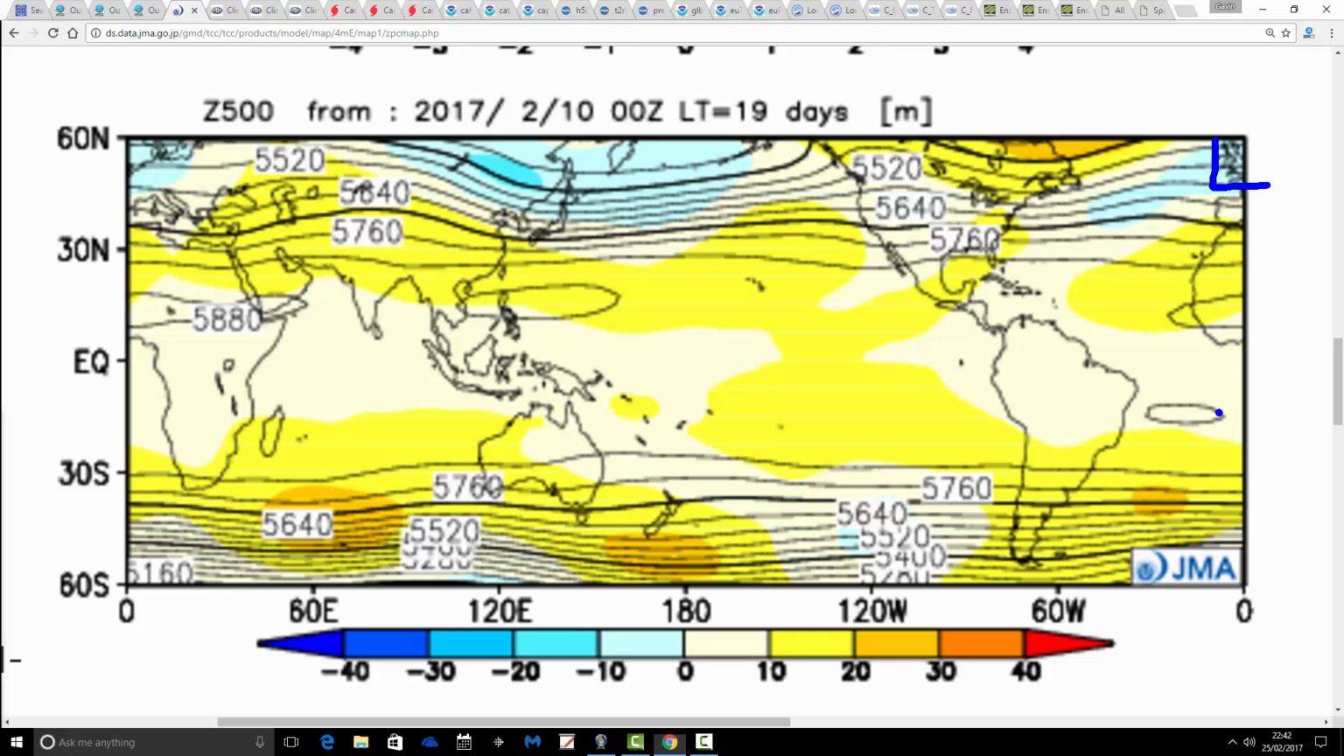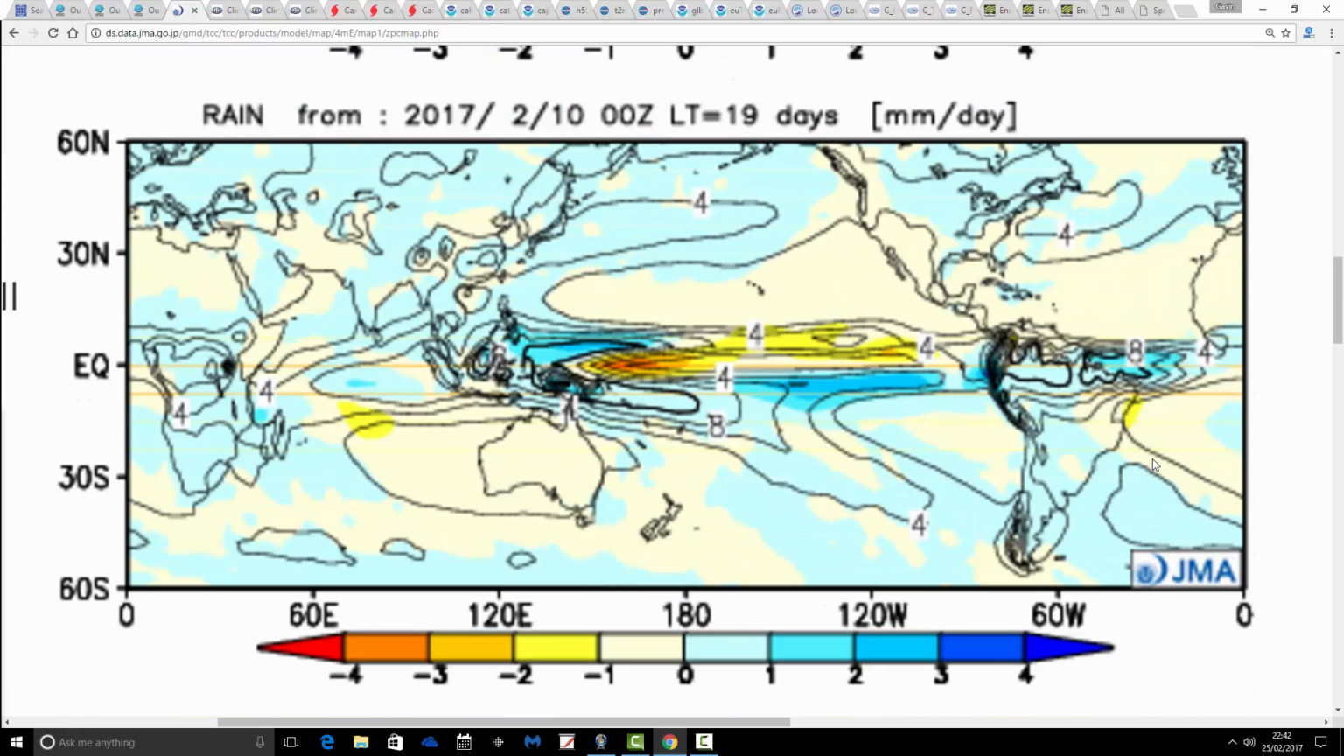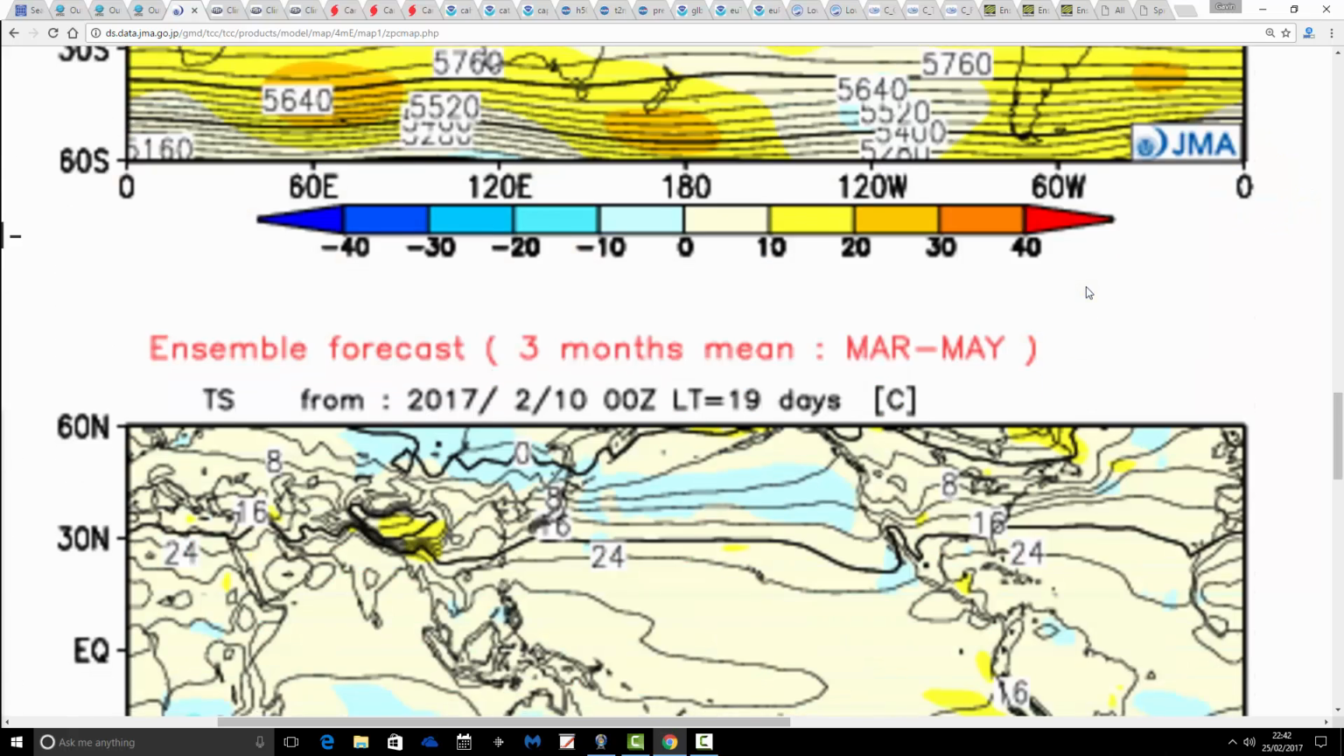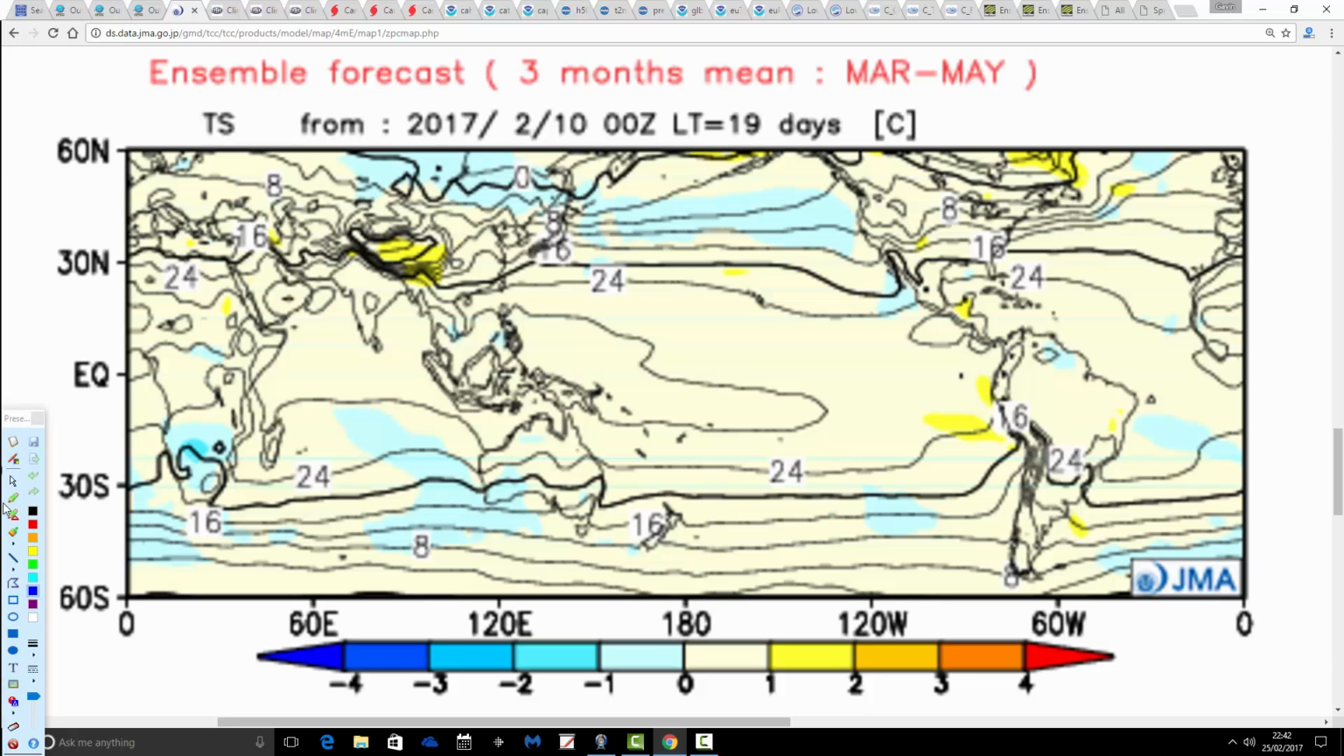of low pressure around the western part of Europe, which looks like it should be an unsettled signal. Indeed it is. The temperature anomaly for this spring is coming out milder. I should say the precipitation anomaly is coming out wetter than average, and the temperature anomaly is coming out warmer than average as well. So a mild but wet spring is being signalled by the JMA.